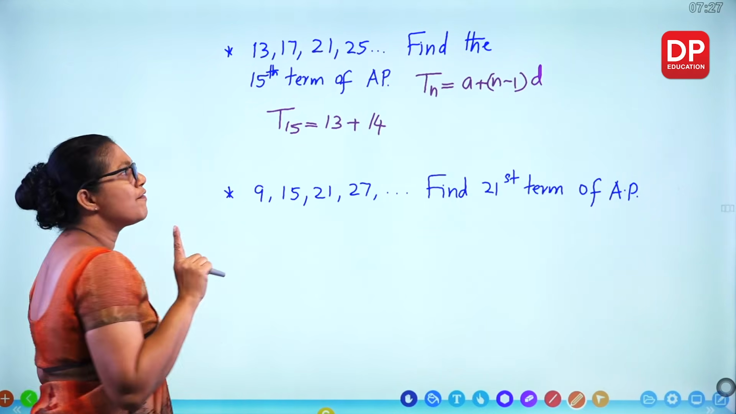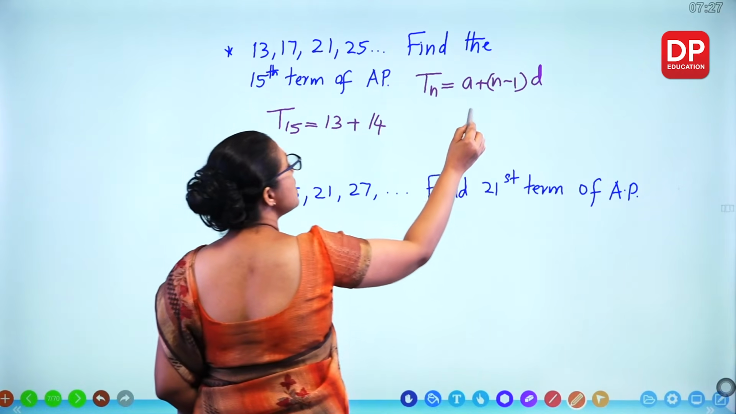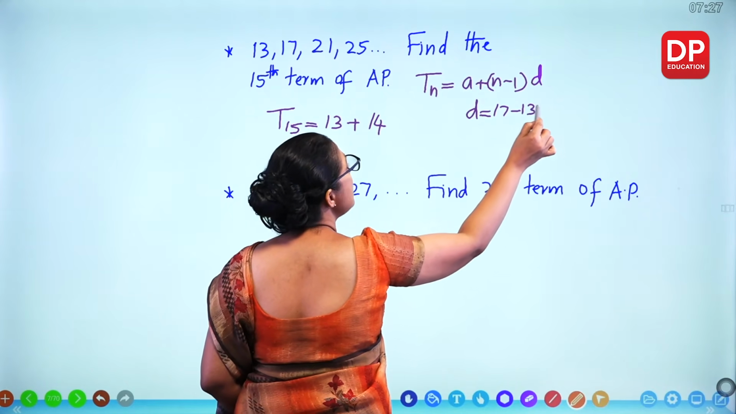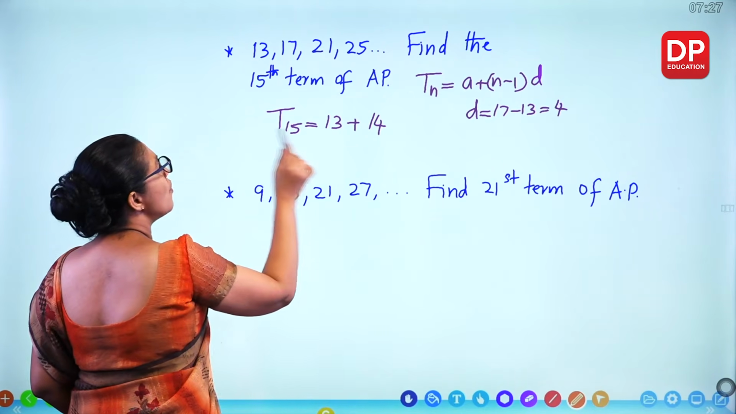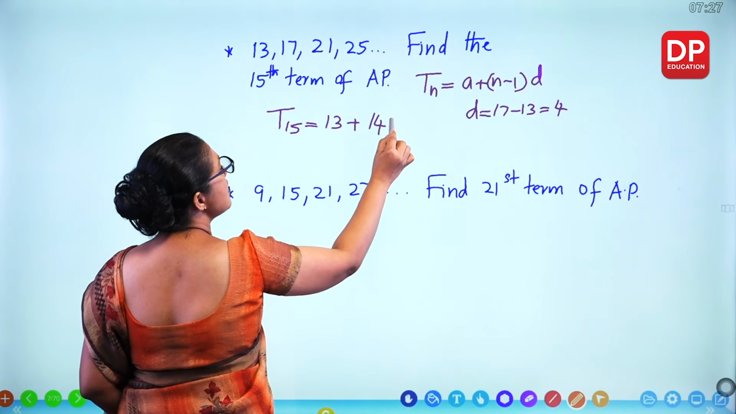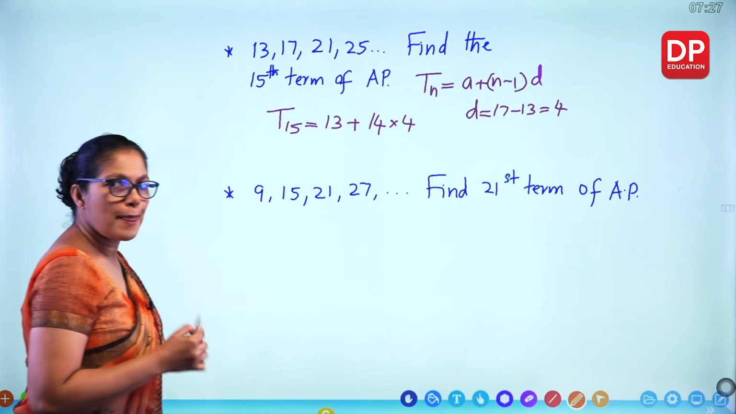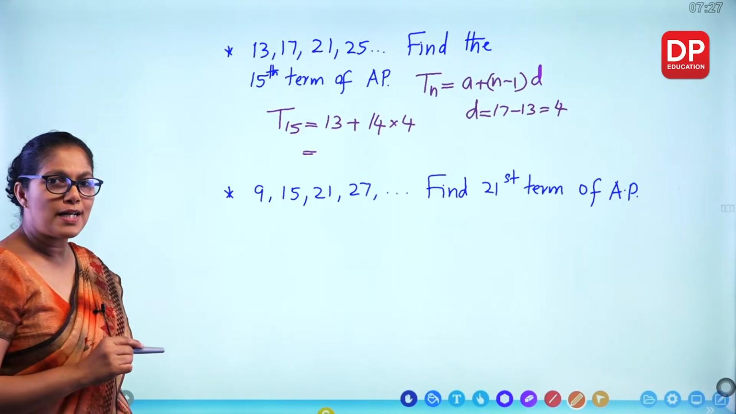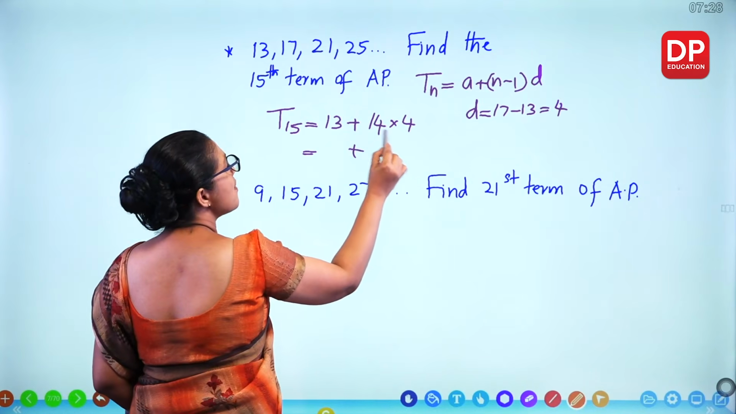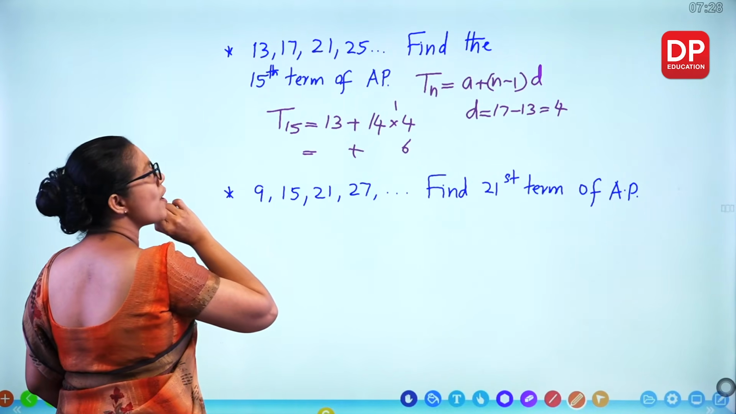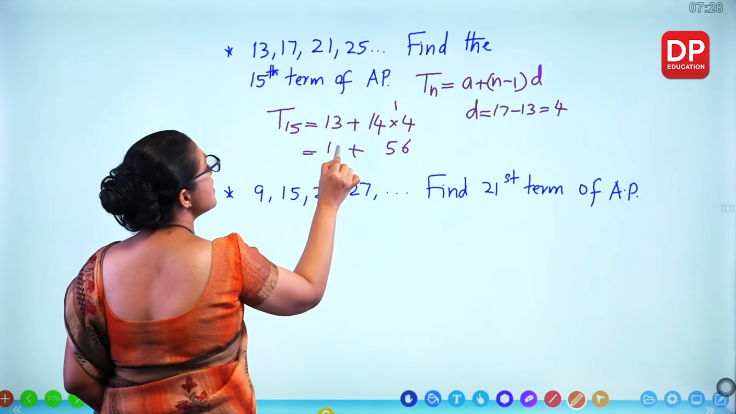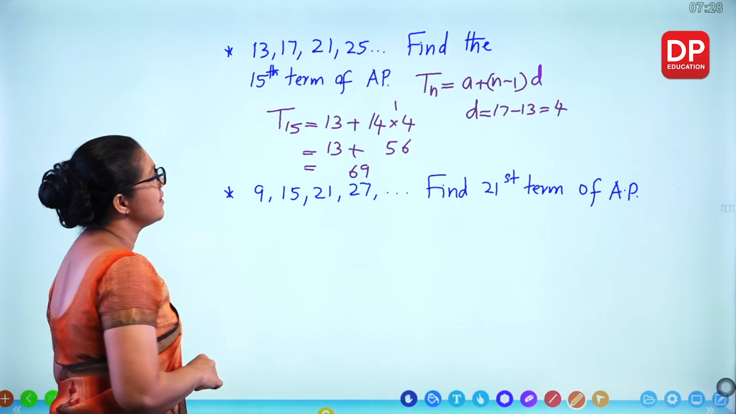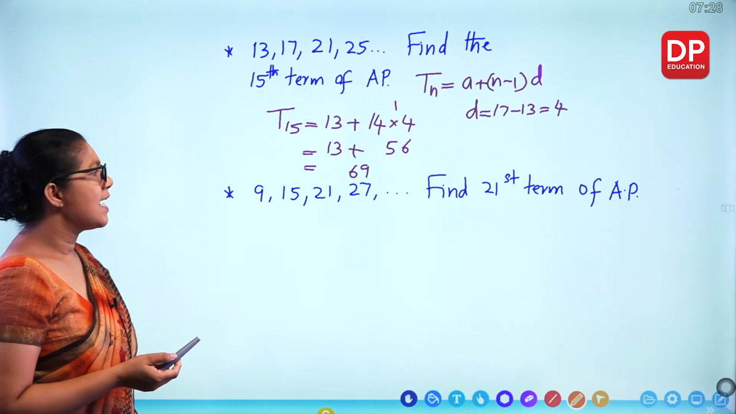D. How can we find out D? D is the difference between two consecutive terms. I can take first two terms, 17 minus 13, D is 4. Now plug 4 here, n minus 1, d. So you can find out 15th term. According to BODMAS, you have to do multiplication first. 14 times 4, 4 times 4, 16, 1 remaining, 4 times 1, 4 plus 1, 5, 56. 13 plus 56, you get 69. So, 15th term is 69.